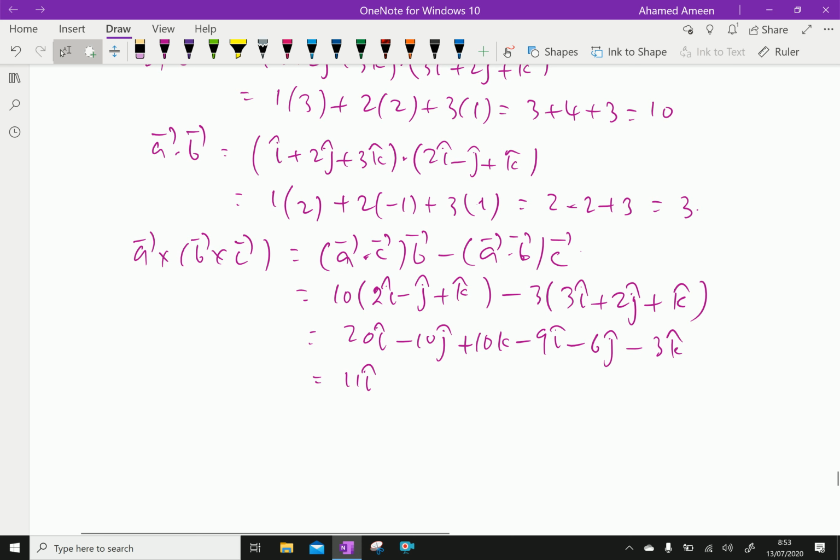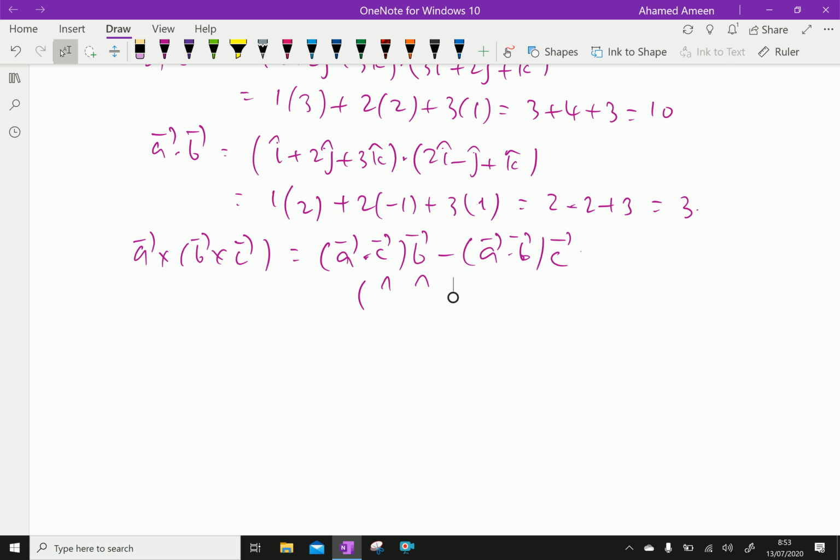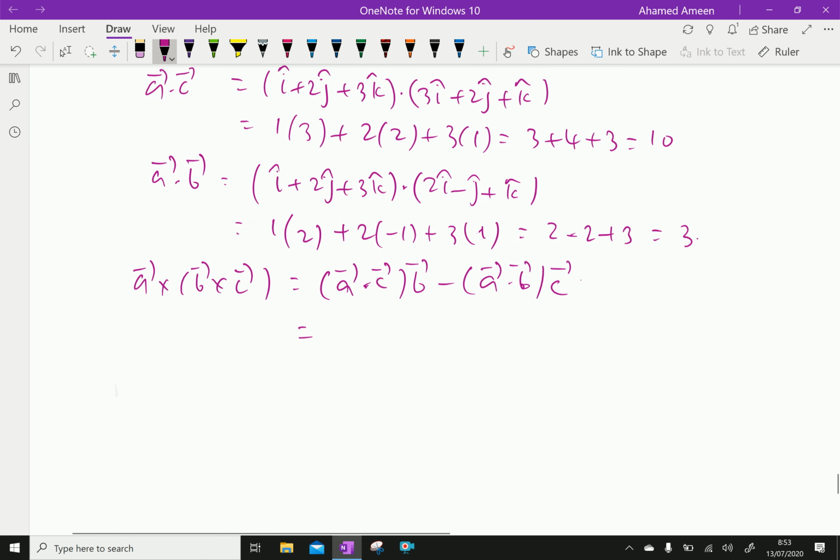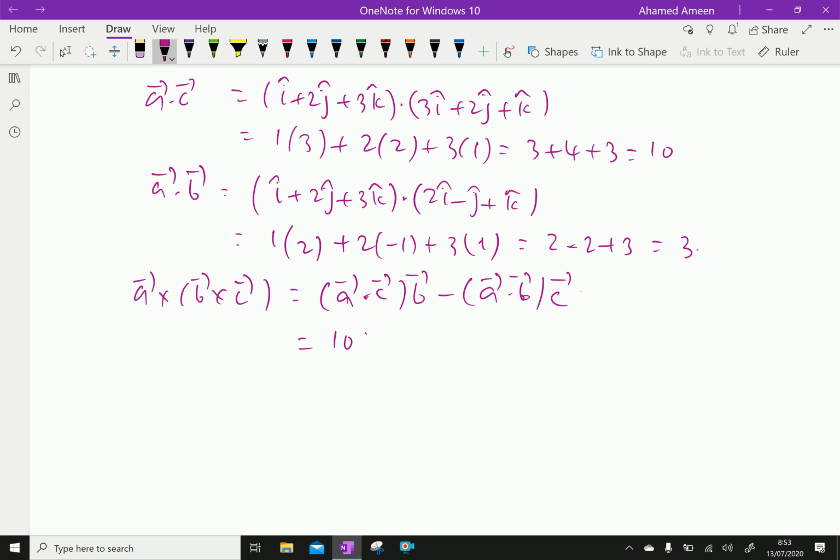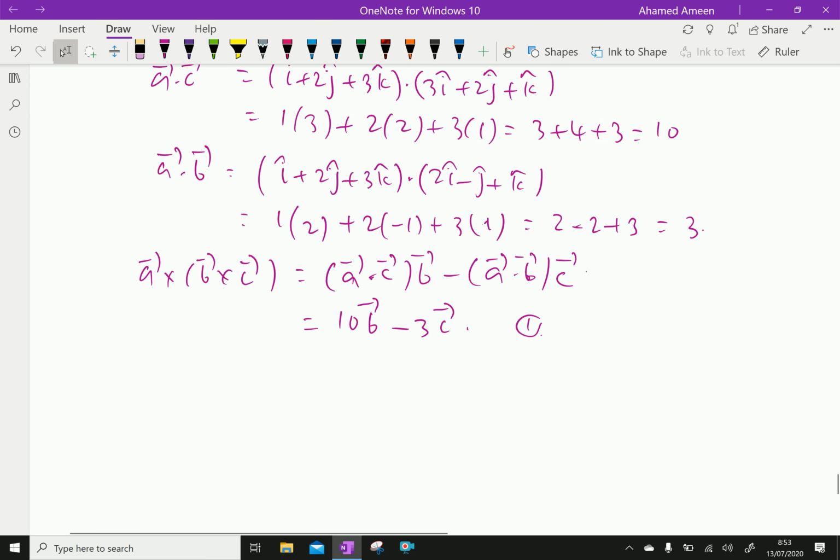Simply, you can write this in terms of A, B, C. That is, we have A dot C, which is 10, times B, minus A dot B, which is 3, times C. Now, which is equal to 10B minus 3C, they are saying equal to LA plus MB plus NC.